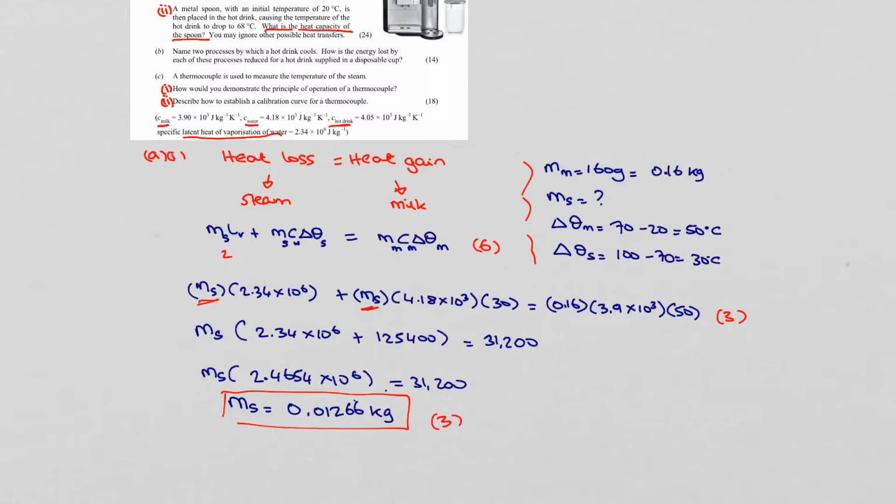Okay, so the next part of the question says, what is the heat capacity of the spoon, not the specific heat capacity, given that the metal spoon has an initial temperature of 20, it's placed into the hot drink, and it causes the drink's temperature then to drop to 68 degrees. So again, we have to say, well, what is actually going on here in this question, first of all? Well, clearly we have heat gain is equal to heat loss. And again, you can write heat loss equals heat gain, it doesn't matter.